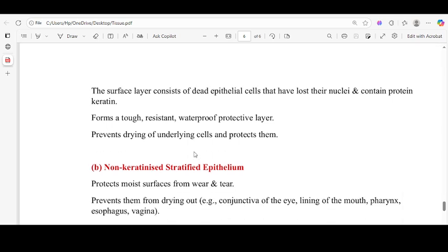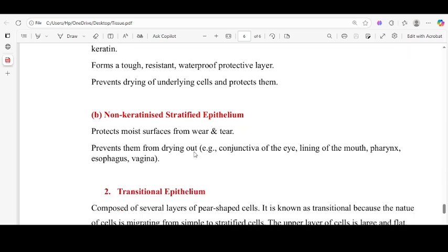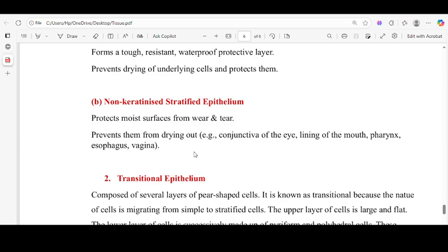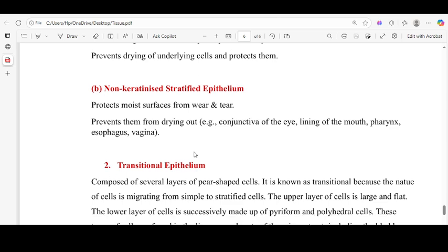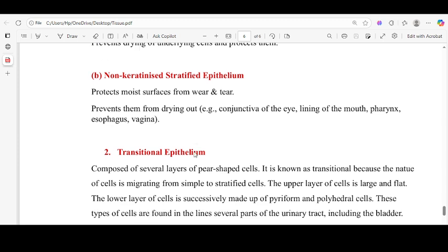And second is non-keratinized stratified epithelium tissue, which protects moist surfaces from wear and tear and prevents drying out, like the conjunctiva of the eye and the lining of the mouth, pharynx, esophagus, and vagina.